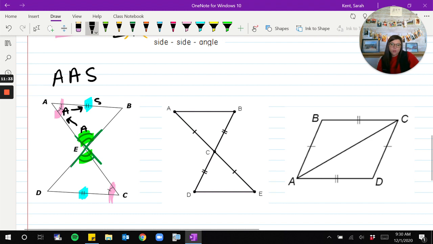All right, if we look over here, I can see again, I've got a tick mark on the side. I have two tick marks. And then again, I've got this pair of vertical angles that meet in the middle. So if I look at what I'm given, I've got a side, I have an angle, and I have another side. So to write out, I would write side, angle, side.